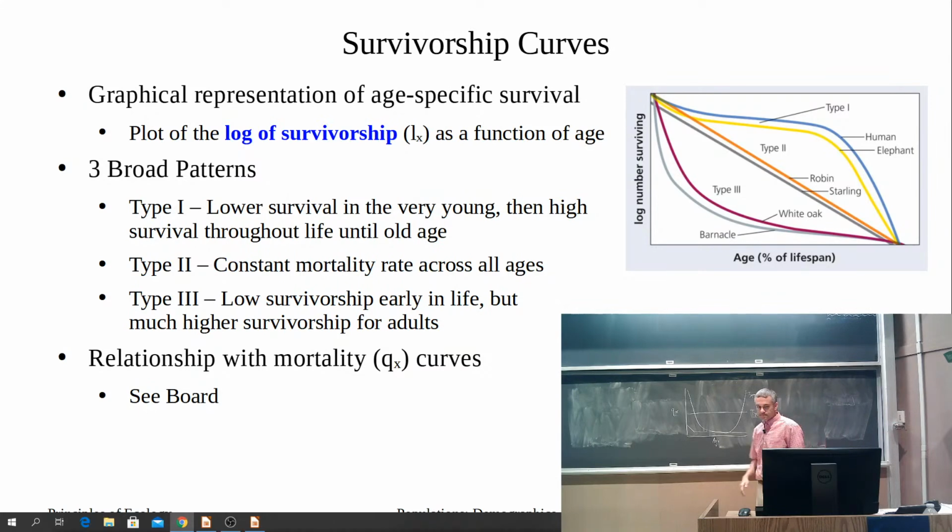All right? So these are 3 types of survivorship curves. These are the mortality curves that go with it. And just remember, our survivorship, L sub x, our graph is on the log scale.